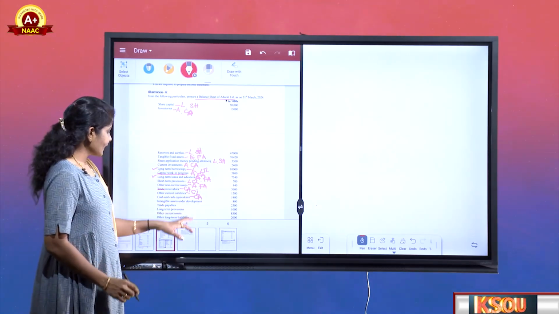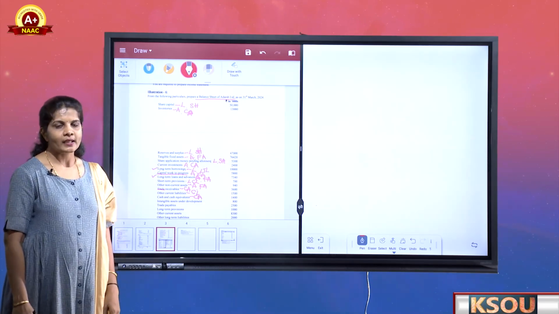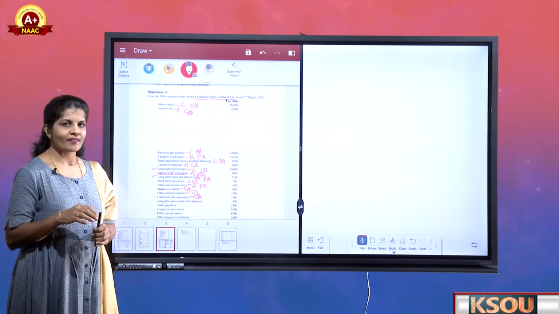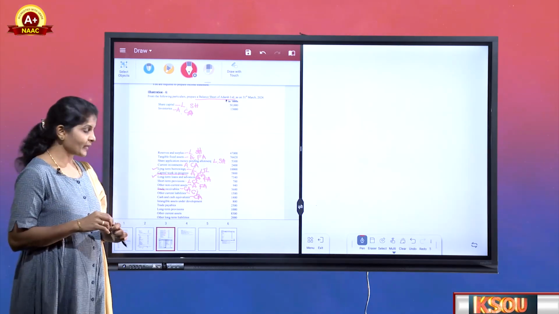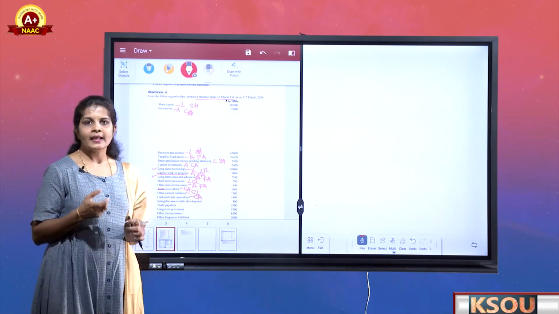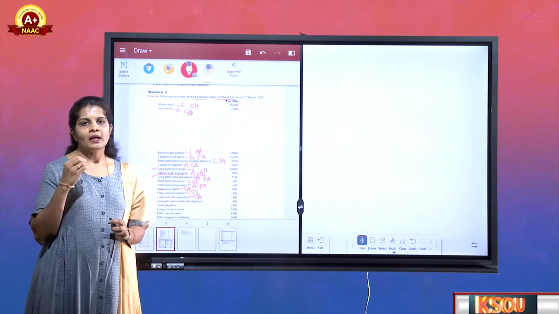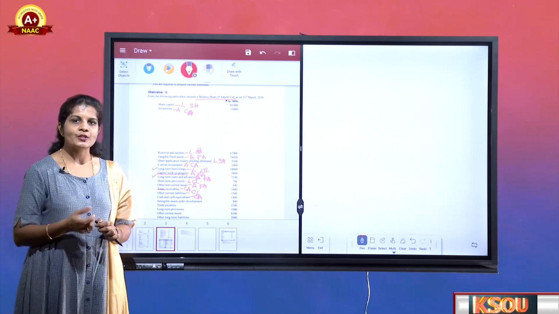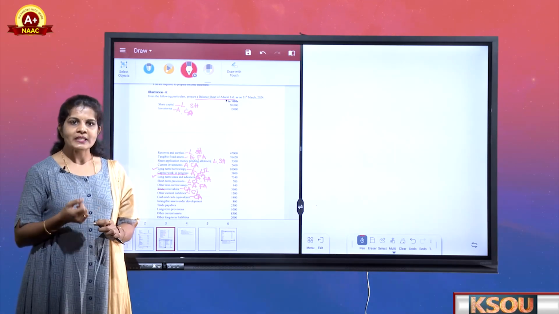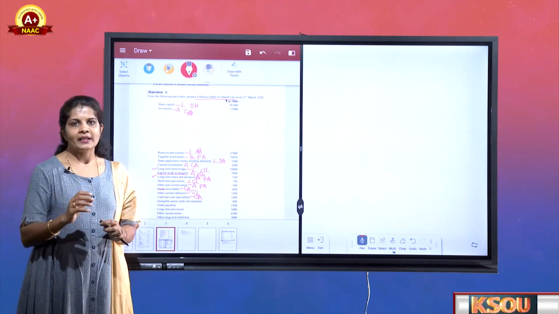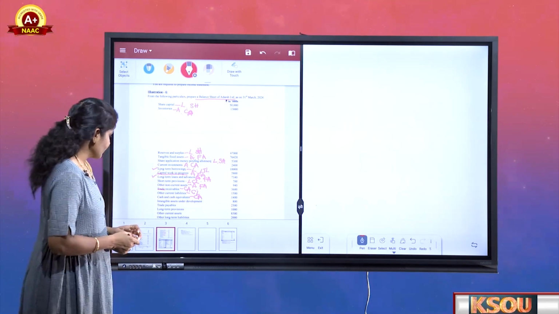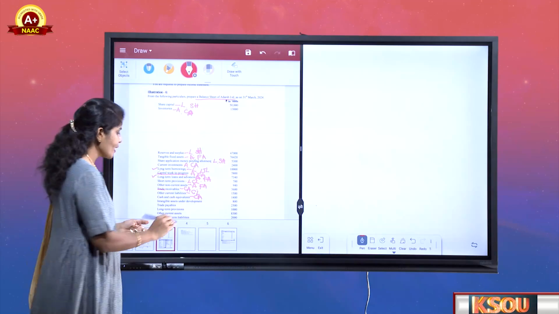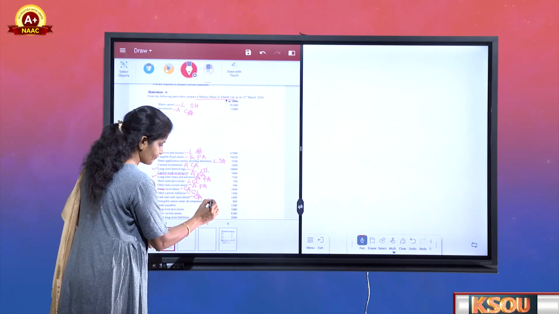Next, intangible assets under development. Like how they have given capital work in progress, in the same way, intangible work in progress. I mean intangible assets that are still under development. Say for example, any copyrights or trademarks, they have applied to the government to get copyrights or trademarks, but it is still under progress or under development. That is called under development. So this is an intangible fixed asset shown under the heading fixed asset.